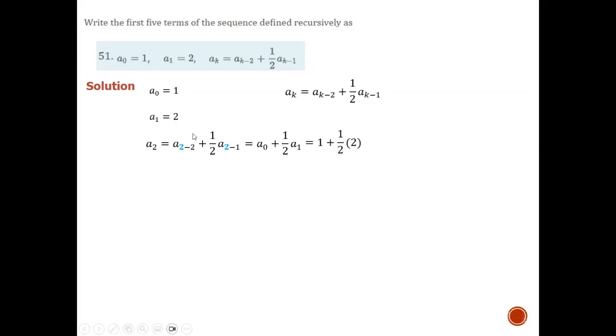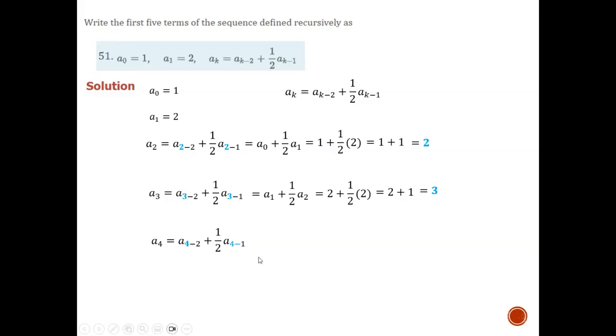A sub 0 is 1 plus 1/2 times the previous term, 2. 1 plus 1/2 times 2 is 1. I get a 2 for that one. Okay. Continuing on in the same way, I'm plugging in a 3 now. 3 minus 2 is 1, so I want a sub 1, which is 2 terms before, plus 1/2 a sub 2, which is the previous term. So plugging in the values, a sub 1 is 2, a sub 2 is also 2 here. So 2 plus half of 2, 2 plus 1 is 3.